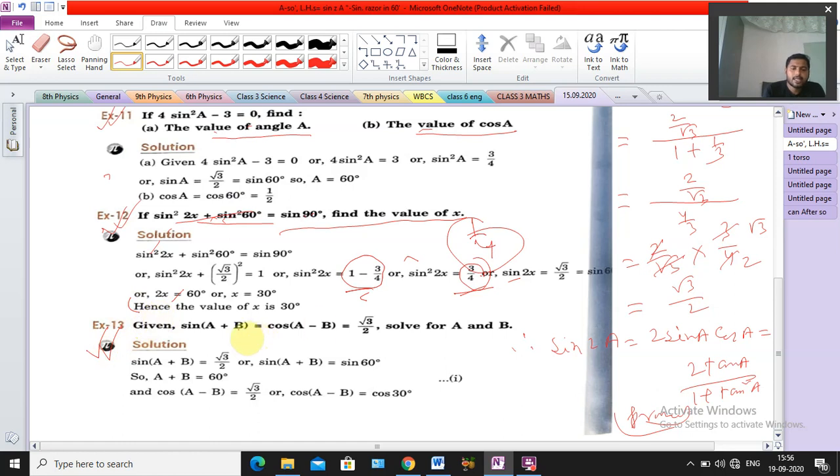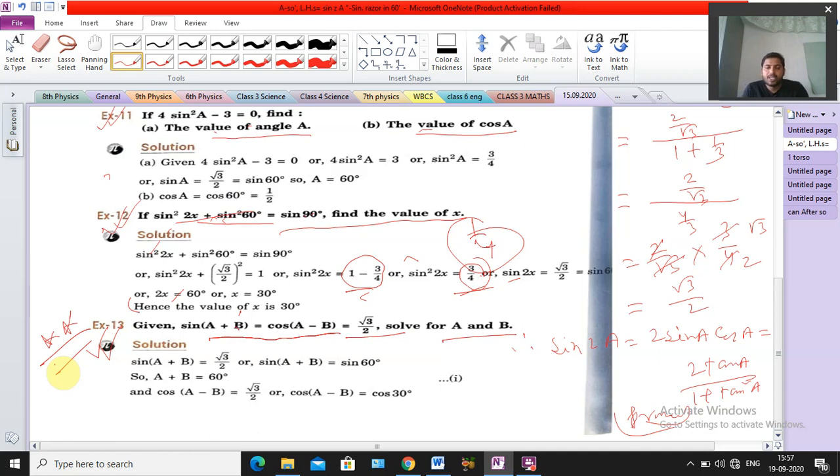Example 13 is written here: given sin(a plus b) equal to cos(a minus b) equal to root 3 by 2. So solve for a and b. Very important question. This type of question will come in your exam also. We find out the value of a and b.